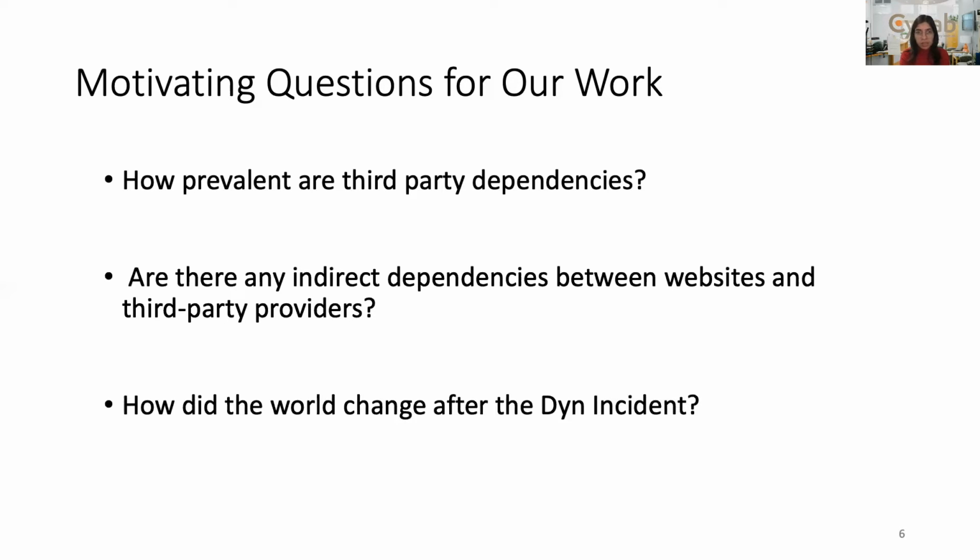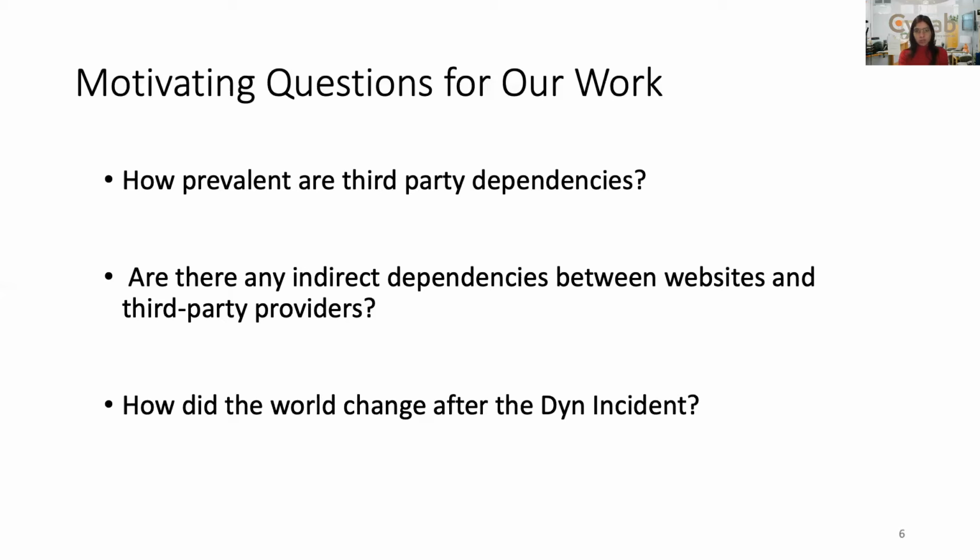And finally, since the Dyn attack had such a huge impact, it is natural to think that websites would adapt as a result. How has the world changed in using third-party services as a consequence of the Dyn attack? For example, did websites stop using Dyn, or did they start using multiple providers?